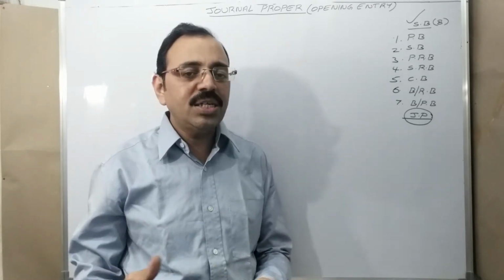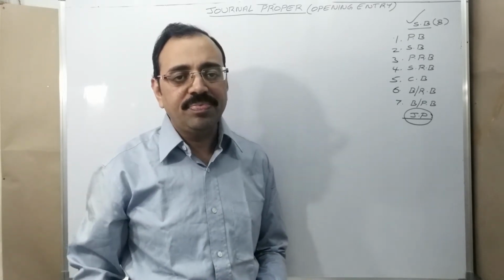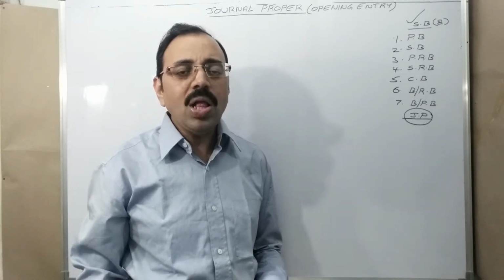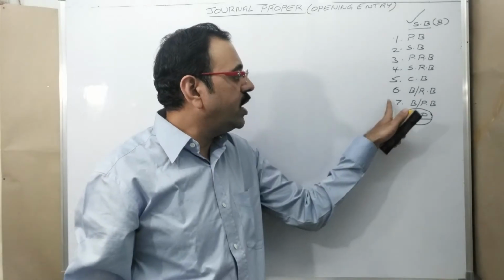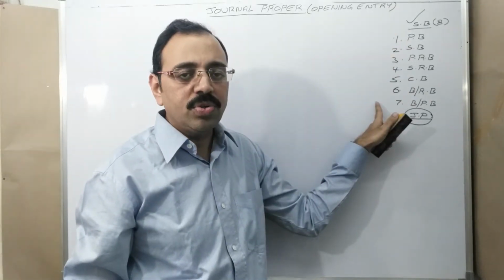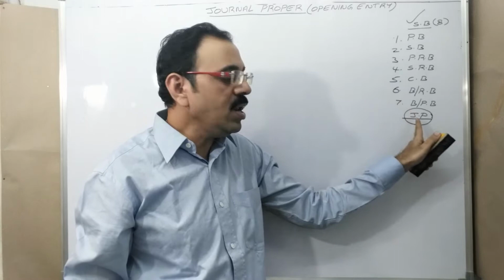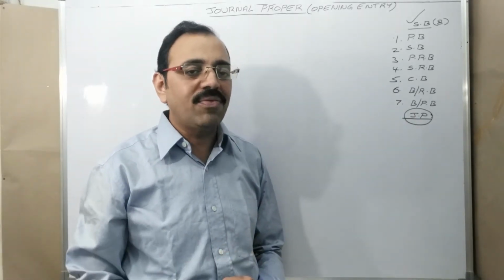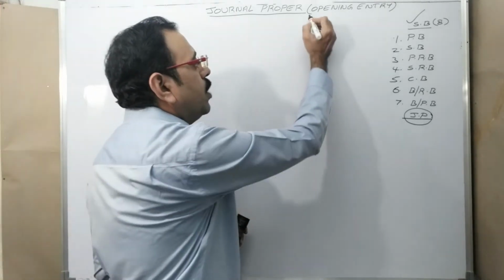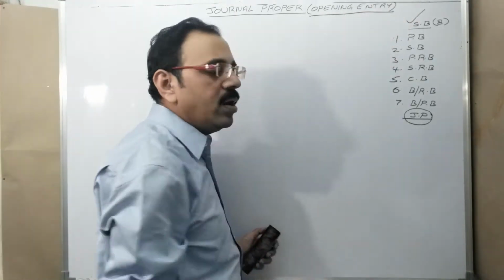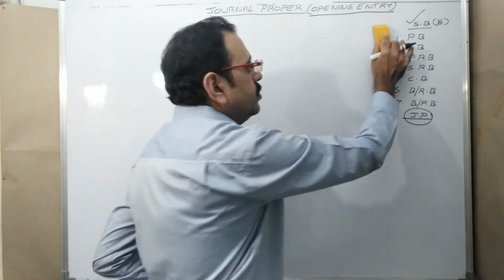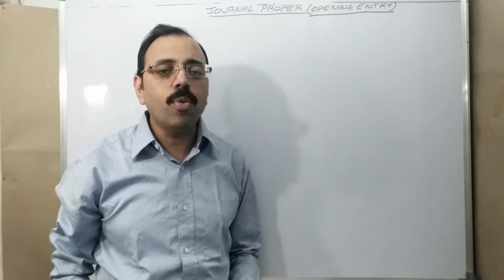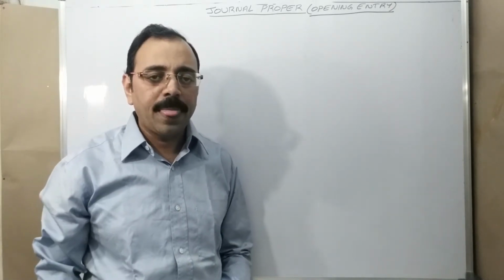If goods are damaged in fire accident, then that one. Consignment related transactions. All these transactions we cannot enter in first 7 books. So we prefer to enter them in journal proper. And today, out of all these transactions, I am going to explain about opening entry. What is the significance of opening entry? Let us see.